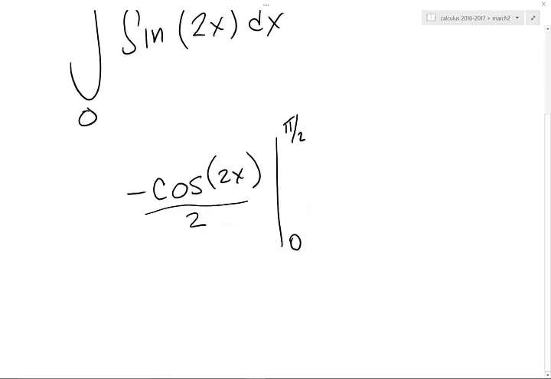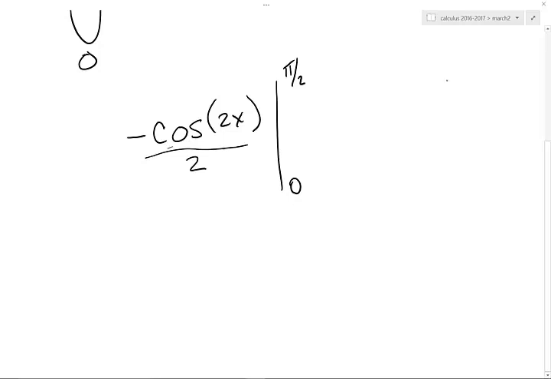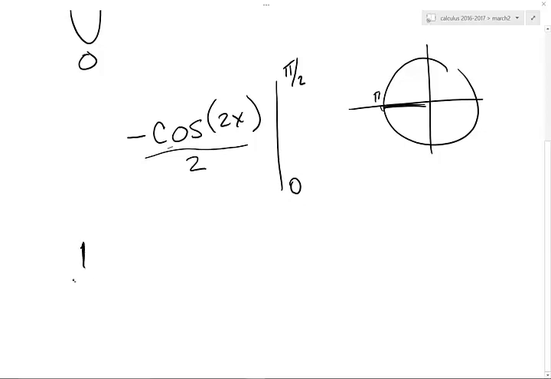All right, let's plug it in. What is 2 times pi over 2? It's pi. What is the cosine of pi? If you get lost on the unit circle, you should probably kick yourself, because that's ludicrous. Pi is over here. What is the cosine of pi? It's -1. Yes? And so it's -1, so +1 over 2. You see that? It's +1 over 2. Minus, always minus.